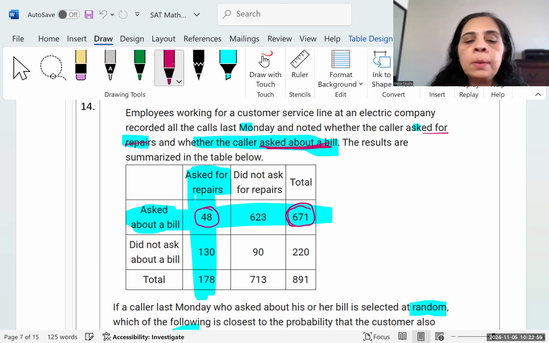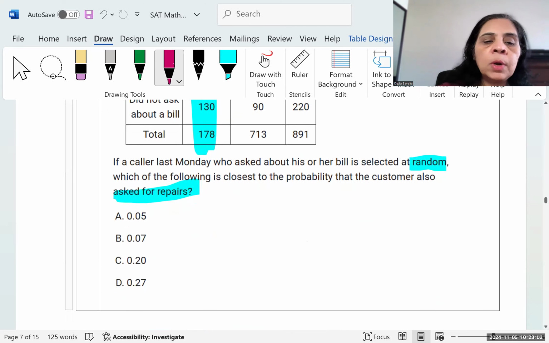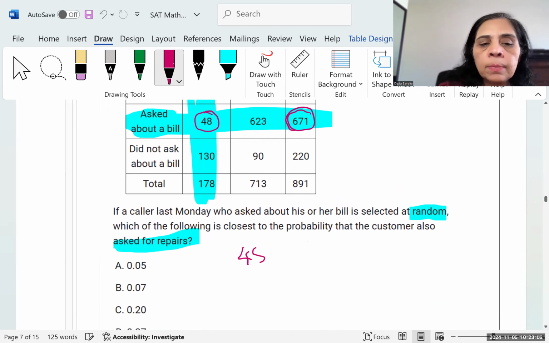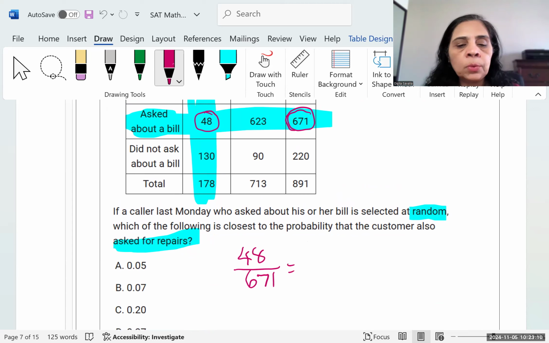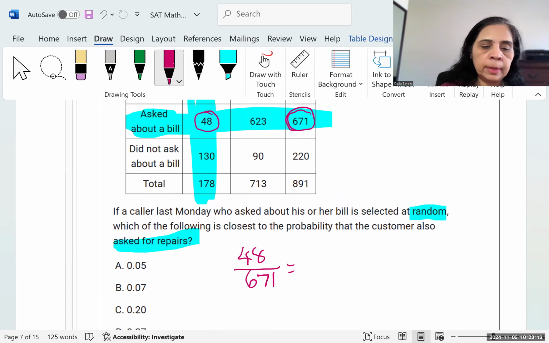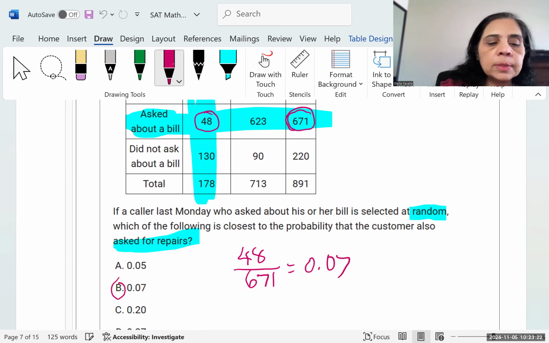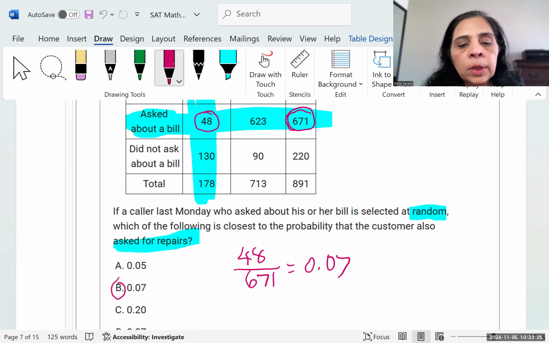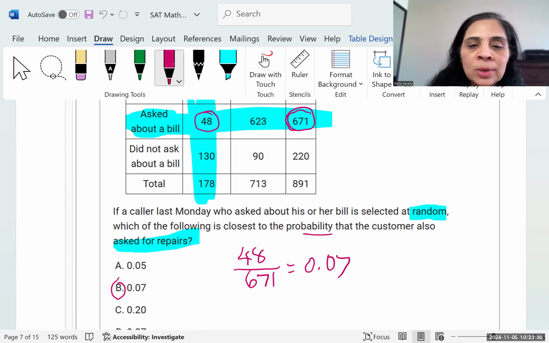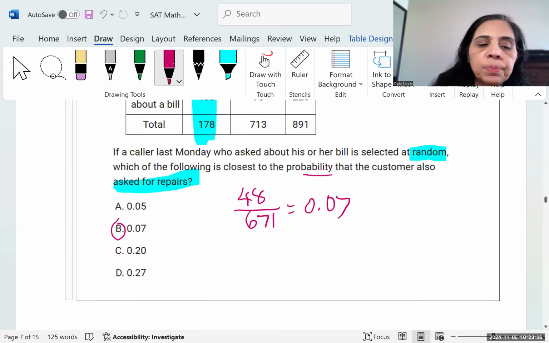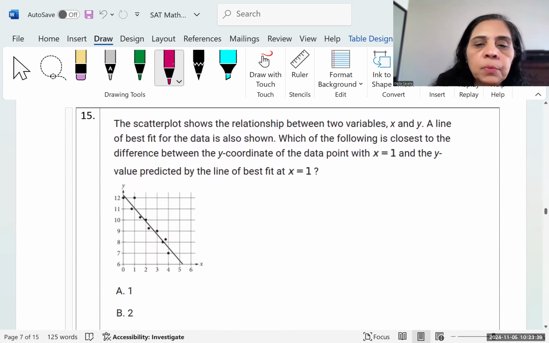So this one we will divide by 671. So we will do 48 divided by 671, and it will give you 0.07, which is answer choice B. And we are looking for probability, right? So probability is what? Desired over total. Total, here we are talking about how many people asked about bills, 671. All right, number 15.